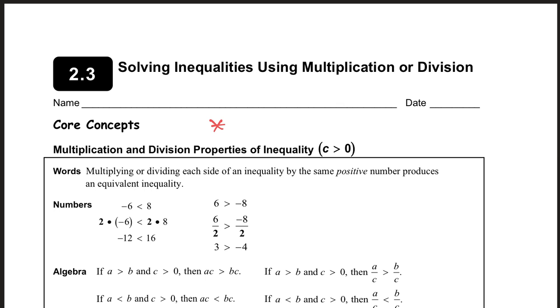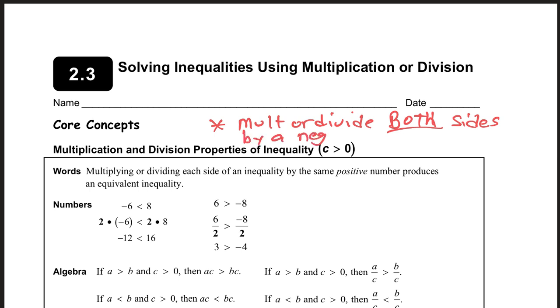But with multiplication or division, there's one special rule that we're going to write above the core concept box. If you ever multiply or divide both sides by a negative, you have to flop the inequality symbol. That's the big new thing today, and that's actually in the bottom half of this core concept box.